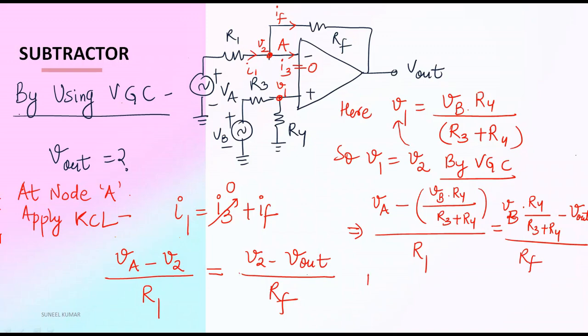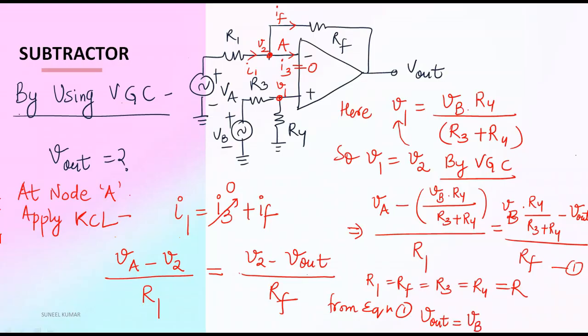So again we will apply the similar condition. What was the condition? That is R1 is equal to RF is equal to R3 is equal to R4. These all are equal to R. So if we apply this condition, from this equation, let's say this is equation 1, from equation 1 we will get V output as VB minus VA. Again, the difference of the voltage applied at non-inverting and inverting terminal. So this is a simple circuit of a subtractor, that is a kind of differential amplifier.